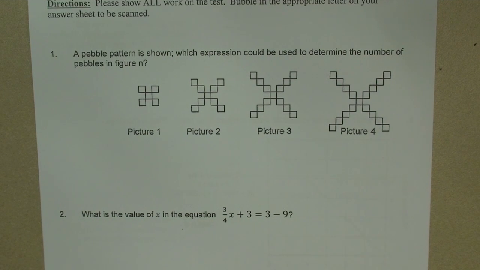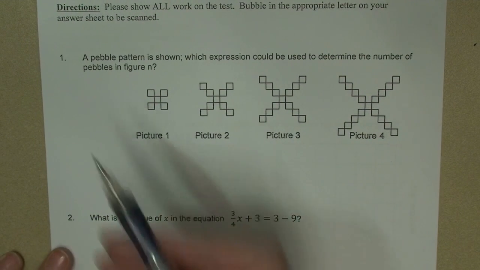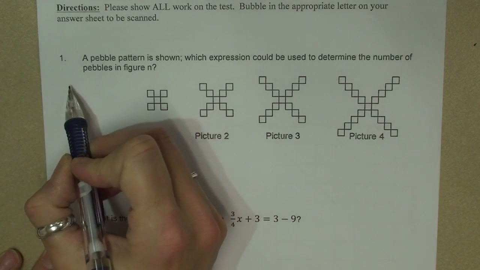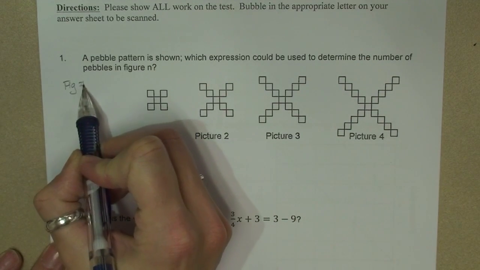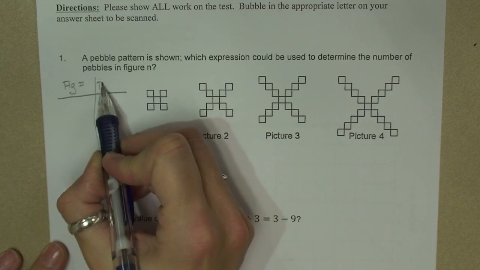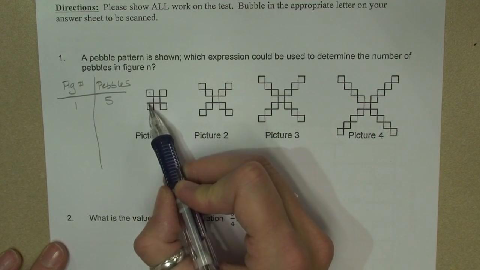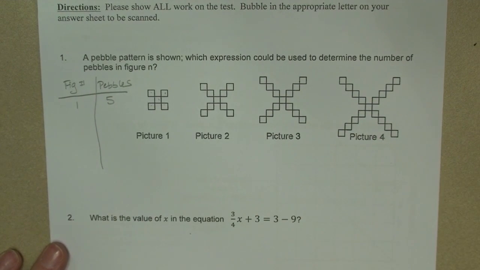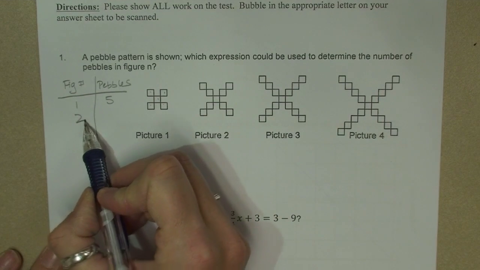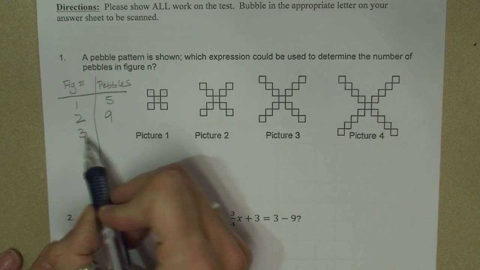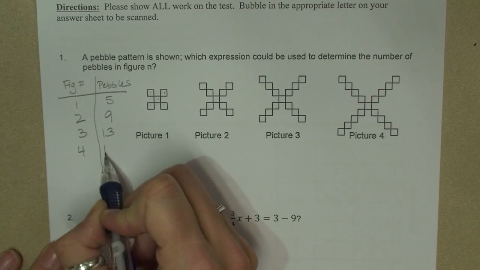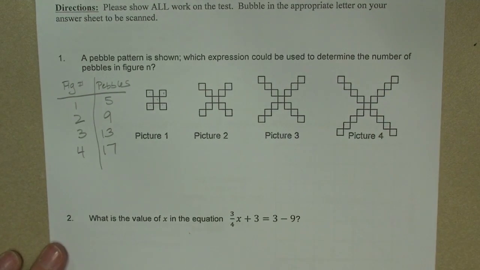So number 1, a pebble pattern is shown, which expression could be used to determine the number of pebbles in figure N. So this is where I would make a table. I would have maybe figure number and pebbles. In figure number 1, there's 5 pebbles. So 1, 2, 3, 4, 5. These pebbles are squares, I guess. Picture 2 has 9. Picture 3 has 13, and picture 4 has 17. All I did was count them. There's no magical math that just happened.